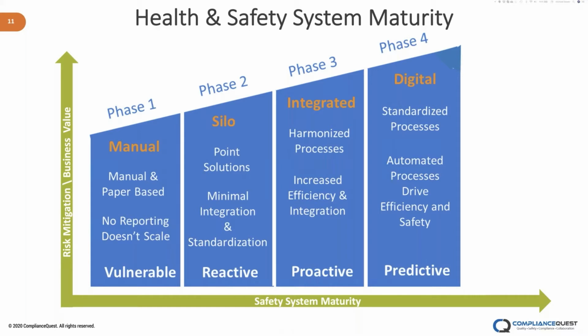Now, this maturity model that we're looking at here focuses on the different stages or phases of solutions that go from manual to digital, and it highlights some of their challenges and values, as well as the impact they give us over risk mitigation as an organization. So let's just take a look at the individual phases and talk briefly about each one.